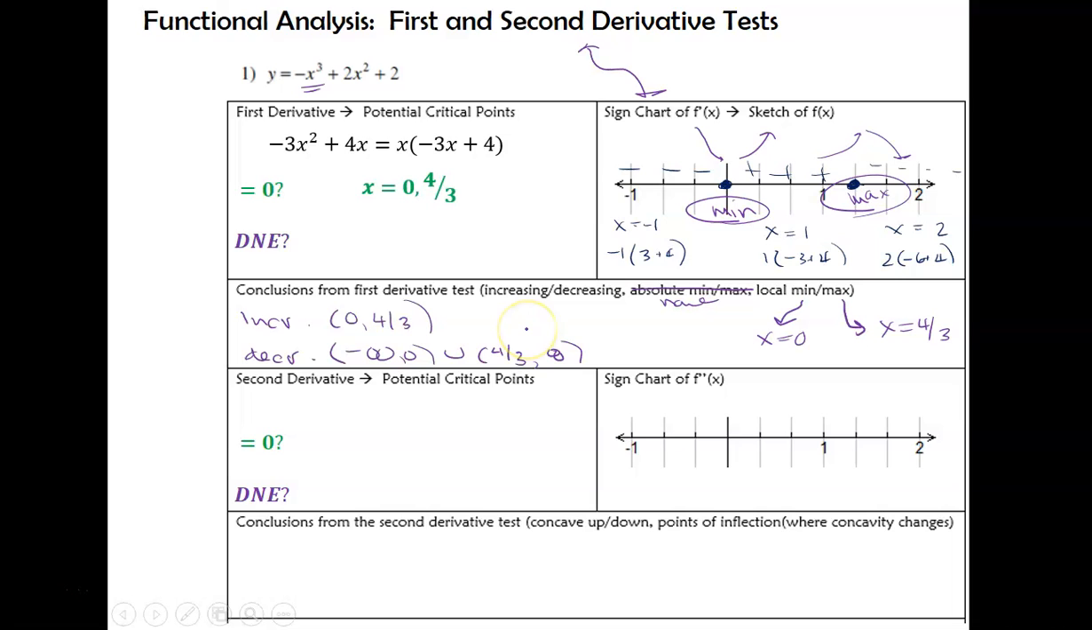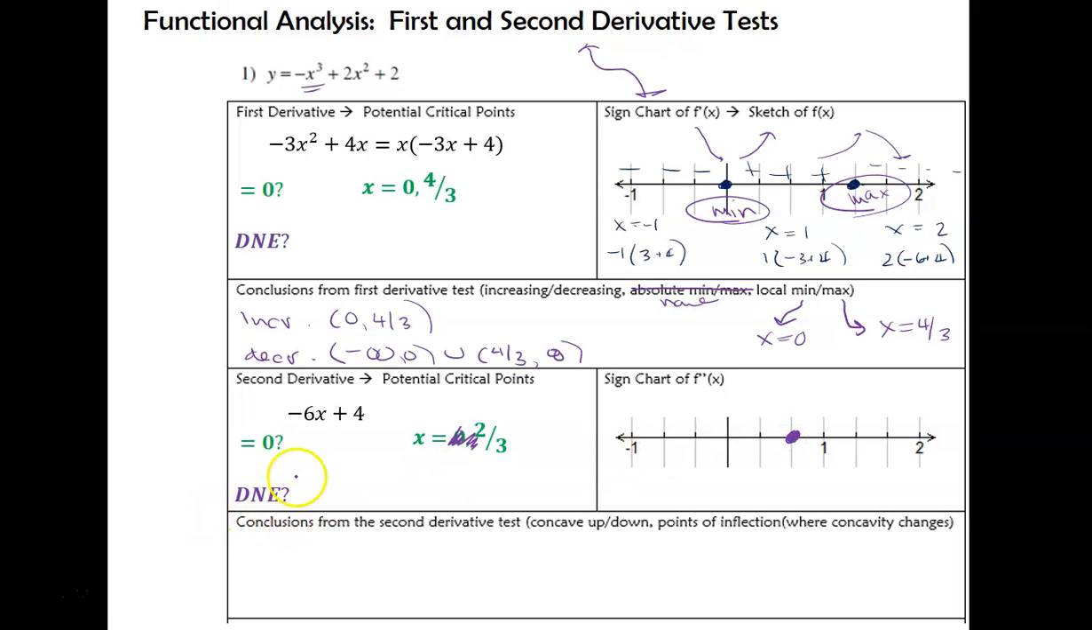All right, let's do the same thing with our second derivative. My second derivative, the derivative of negative 3x squared plus 4x, is going to be negative 6x plus 4. Nice linear equation. That's going to be 0 one time. At x equals 2/3, this is going to be 0, right? So let me put my 2/3 in here.